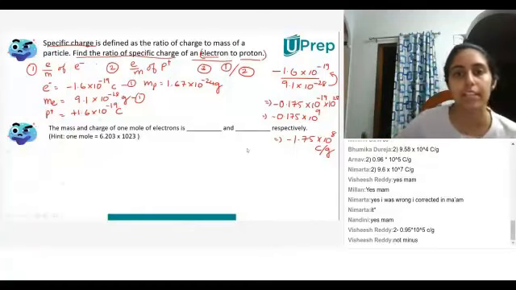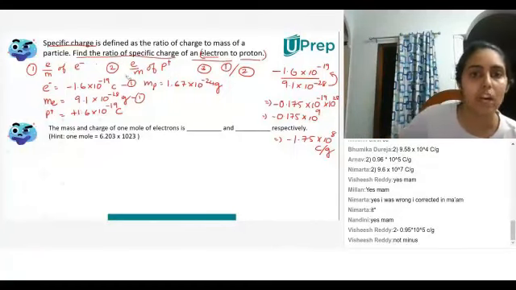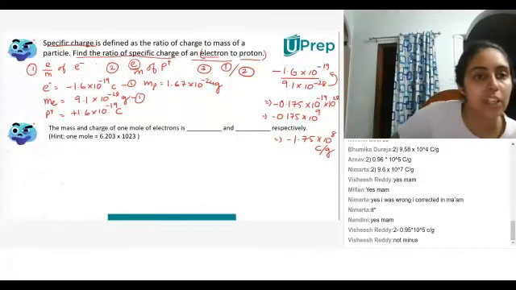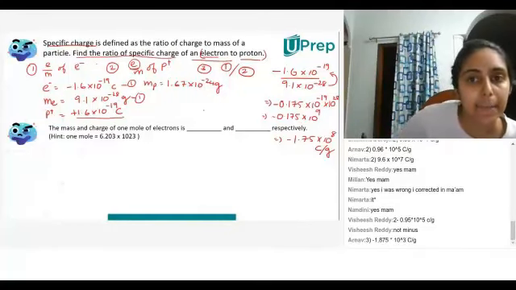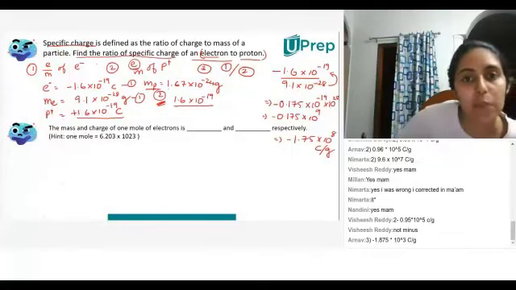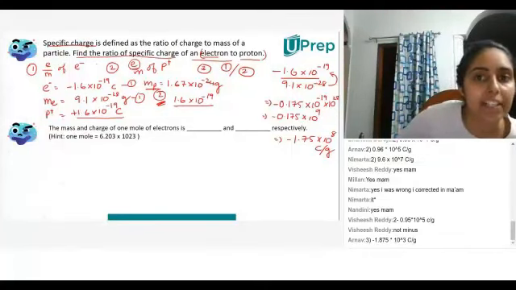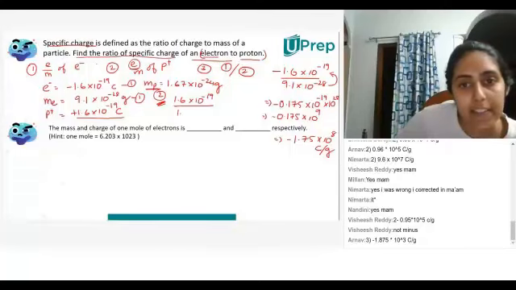Those who have solved the second part, please do the third part. So we will try to solve the second part now. For the second part, what is the charge of a proton? Charge of a proton is plus 1.6 into 10 to the power minus 19. So I'm just going to write that. So 1.6 into 10 to the power minus 19 divided by the mass of the proton. Mass of the proton is 1.67 into 10 to the power minus 24 grams.